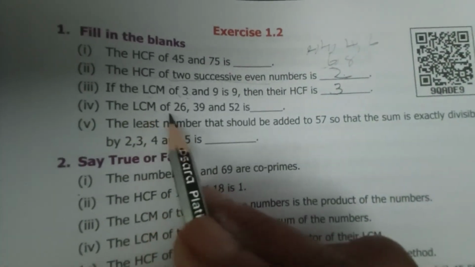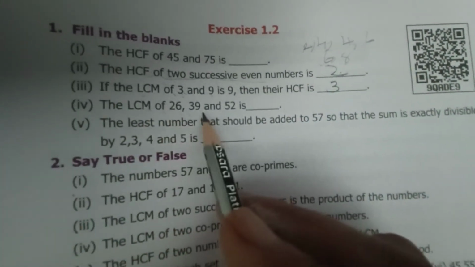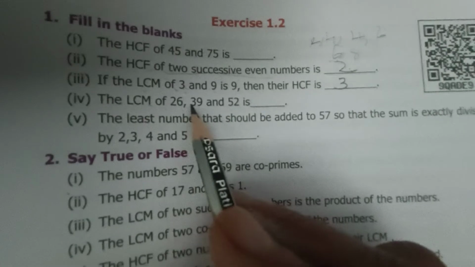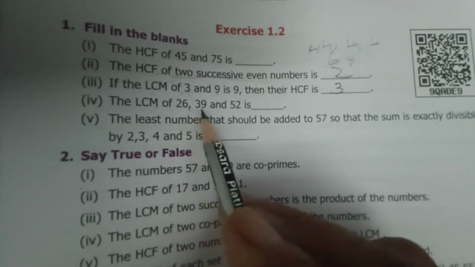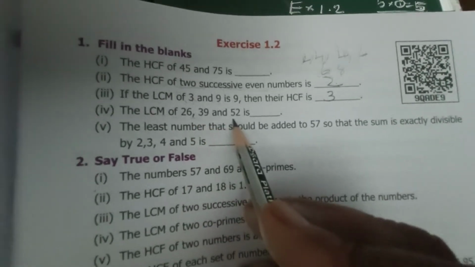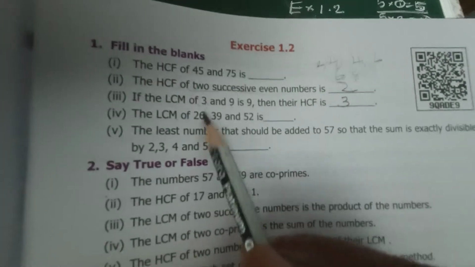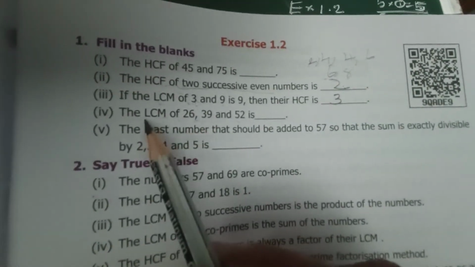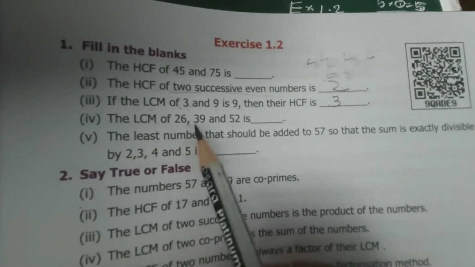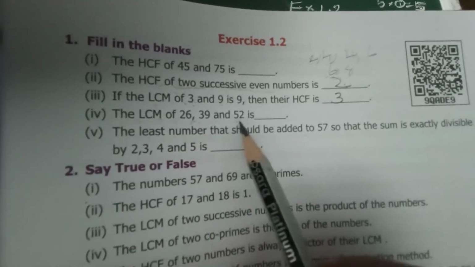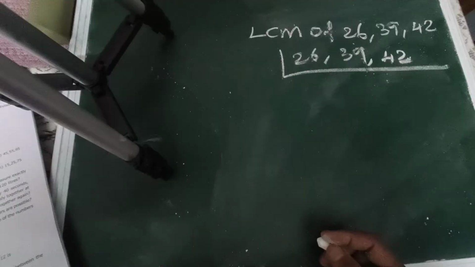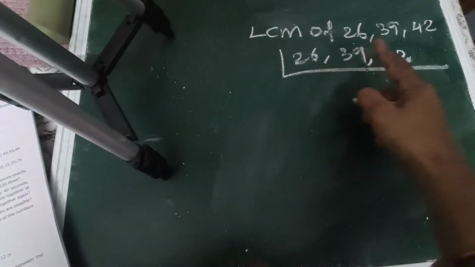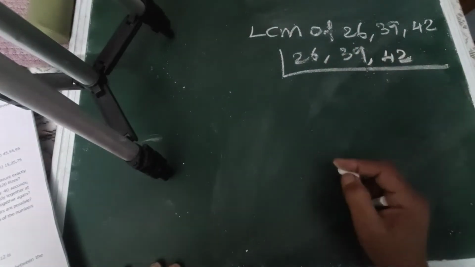Next, the LCM of 26, 39 and 52. This we cannot tell the answer directly. We have to do the prime factorization as we did for HCF. So here LCM means least common multiple of 26, 39 and 52. Let us do this sum.